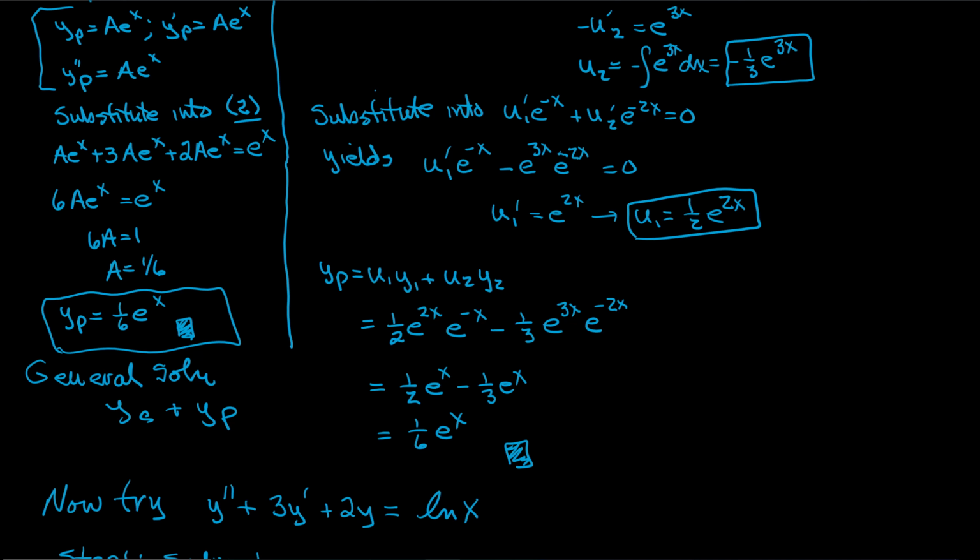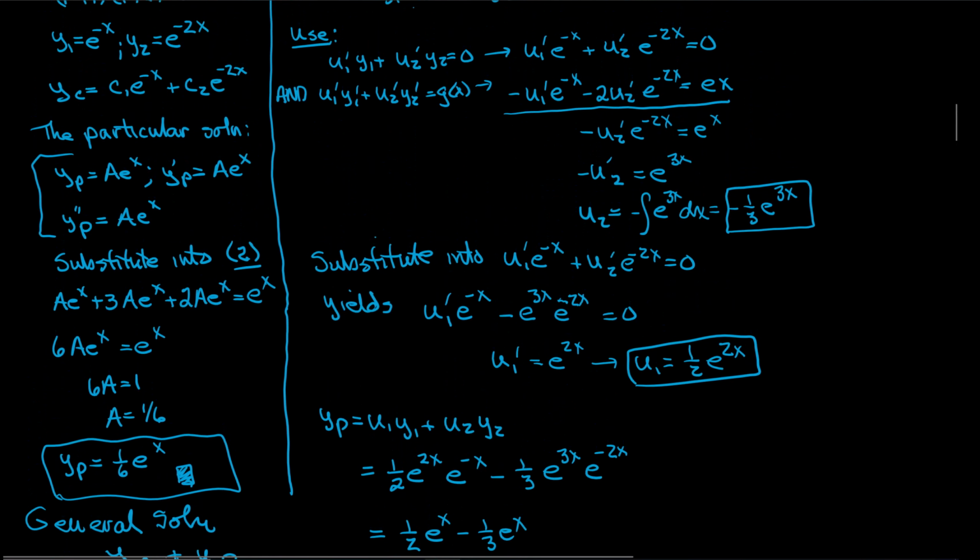Now that we have a value for u2, I'm going to substitute that into either of the equations referring to these two equations up here, and I'm going to go with the homogeneous equation. And I have my u2 prime. Well, gosh, u2 prime is up here. It's a negative e to the 3x. So I'm just going to substitute that in there, and it gets multiplied by e to the negative 2x.